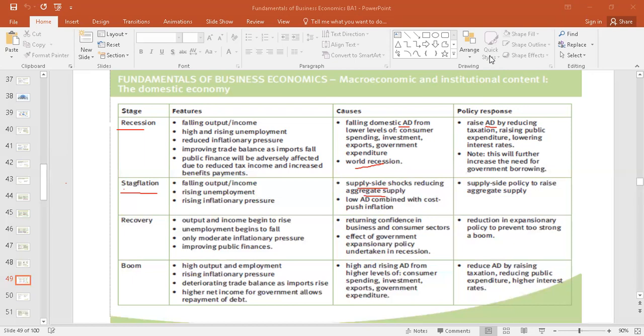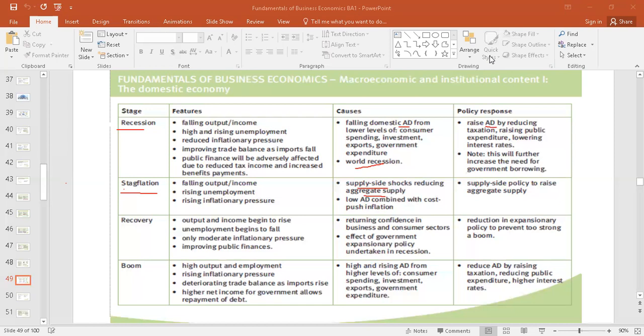Okay, so the government also starts spending on productive activities. So improving the government spending would be there, improving public finances. More funds are available for the productive activity, etc. The causes are returning confidence in business and consumer sectors, effect of government expansionary policy undertaken in recession. So to cut down the recession, whatever actions which are taken by the government can boost up some confidence among the business and consumer sectors.